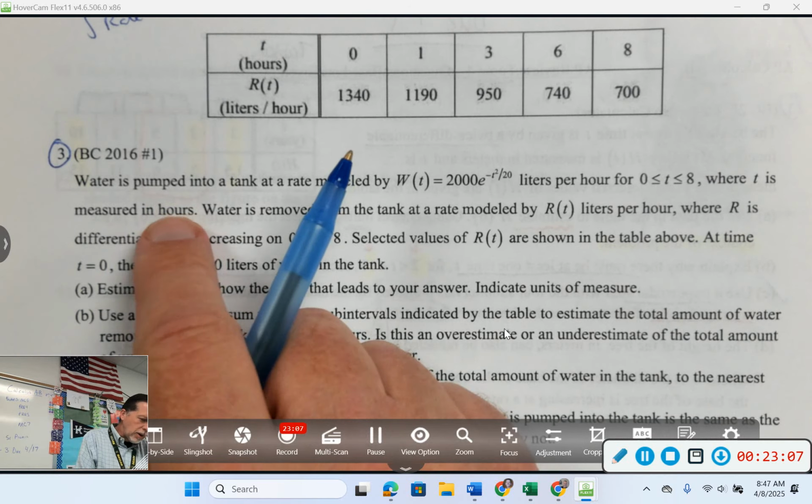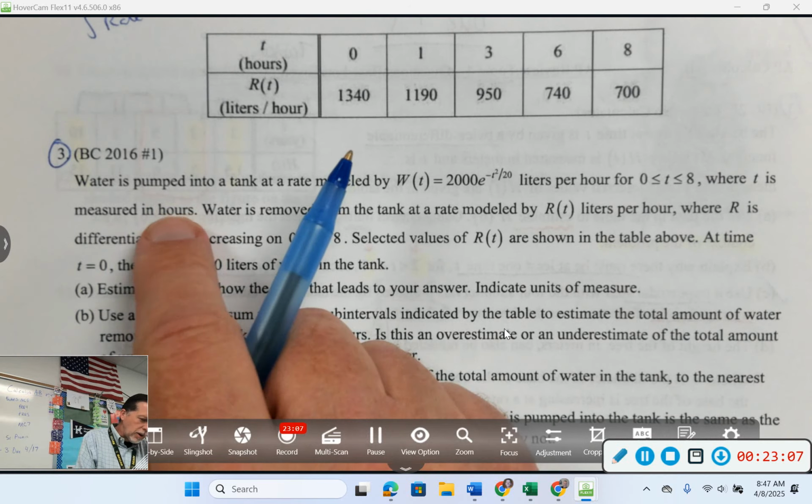Is this an overestimate or an underestimate? Ooh, don't know about that yet. I'm peeking back at the R is differentiable and decreasing. Okay, I think that decreasing will help me know if it's over or under. Okay, so we're going to approximate it with a left Riemann sum. Left tells you which height to use. You're always going to use the width, right?